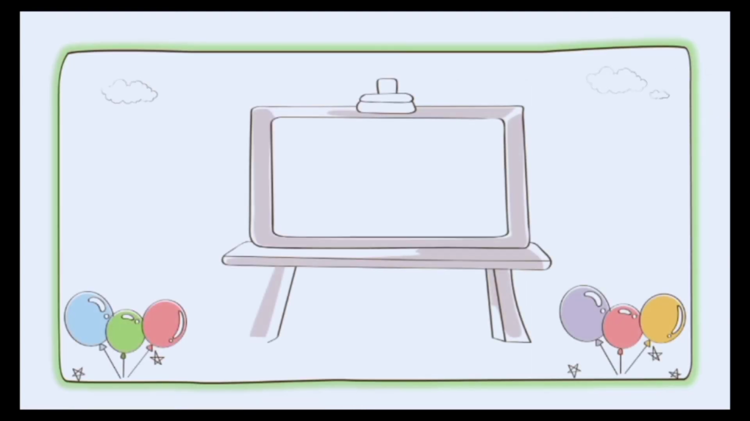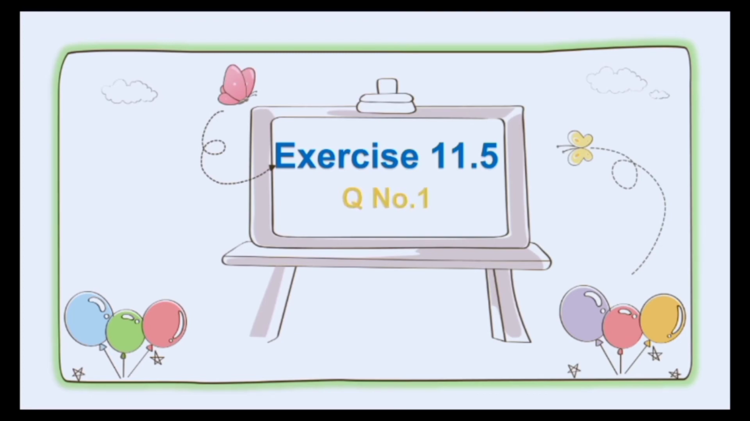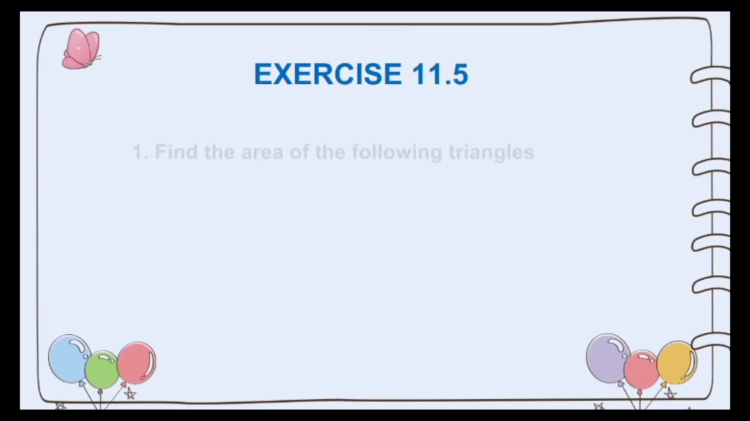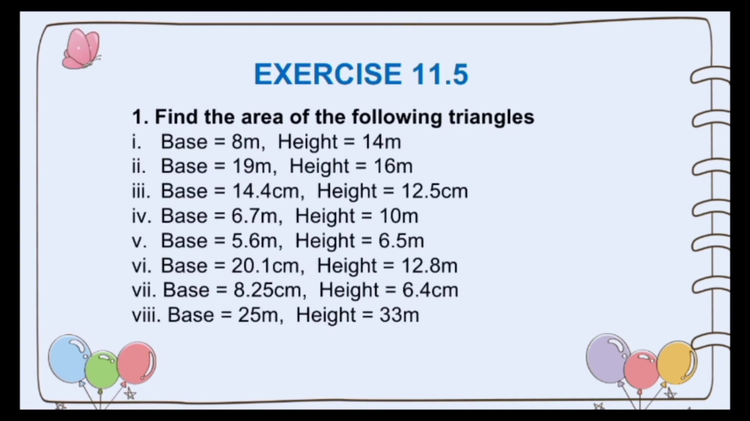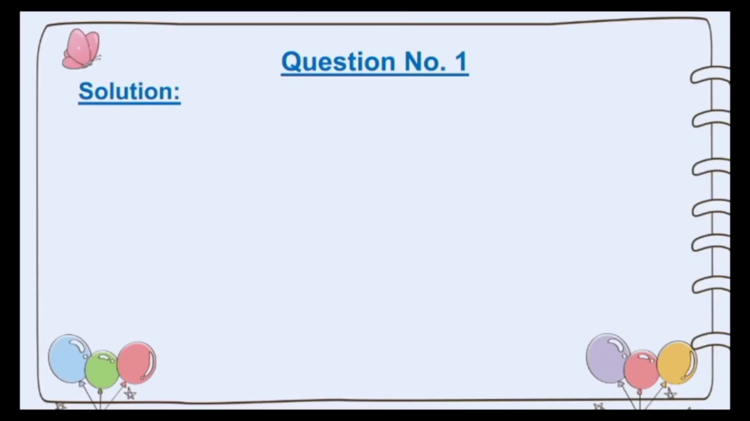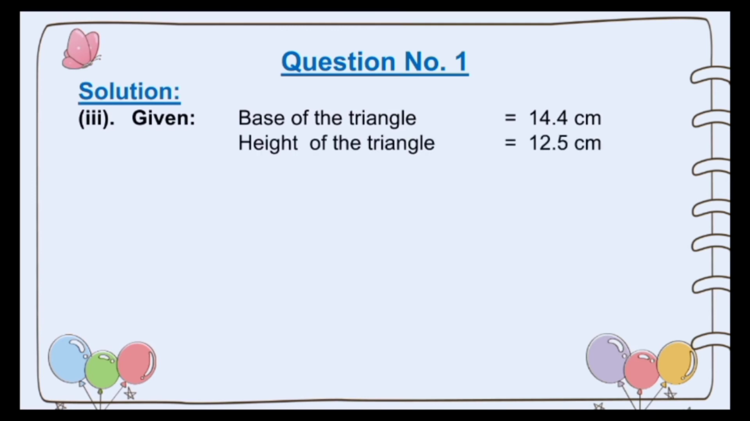Now look at exercise 11.5. Question number 1 is, find the area of the following triangles. This question consists of 8 parts. Now we are going to solve the third part of this question 1. Given, base of the triangle is 14.4 centimeter. Height of the triangle is 12.5 centimeter. We have to find the area of the triangle.